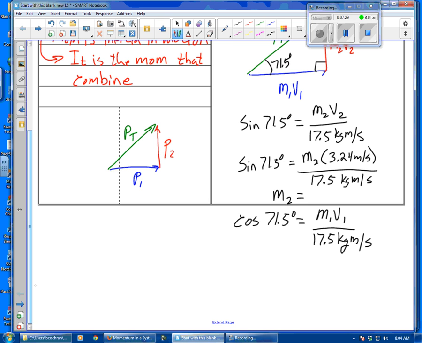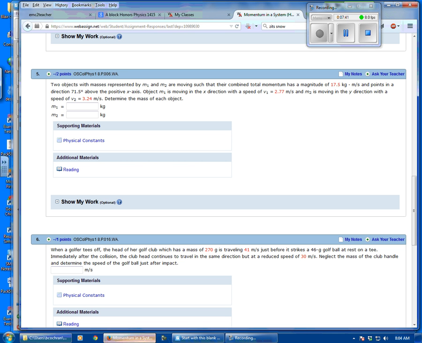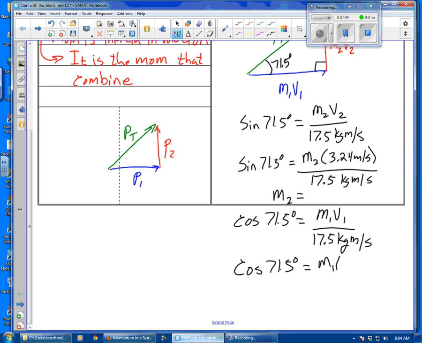Do the same thing down here. Cosine of 71.5 degrees equals M1 times 2.77 meters per second over 17.5 kilogram meters per second. So solve both of those. It's been a little while since we used the trig function, so make sure your calculator is in degrees, not radians. You don't make that mistake. And that should work. Let me know if you need individual help on it.